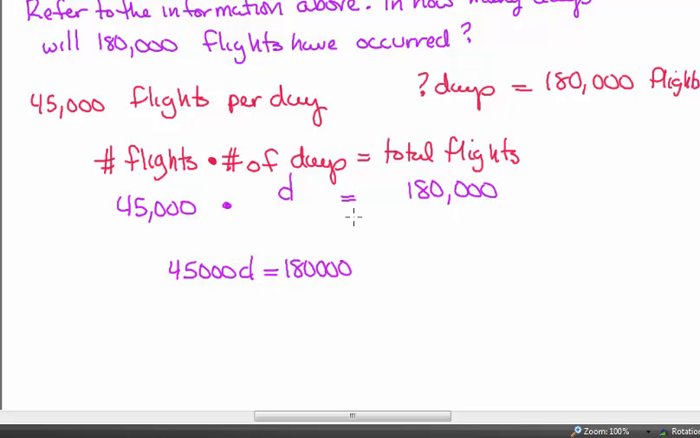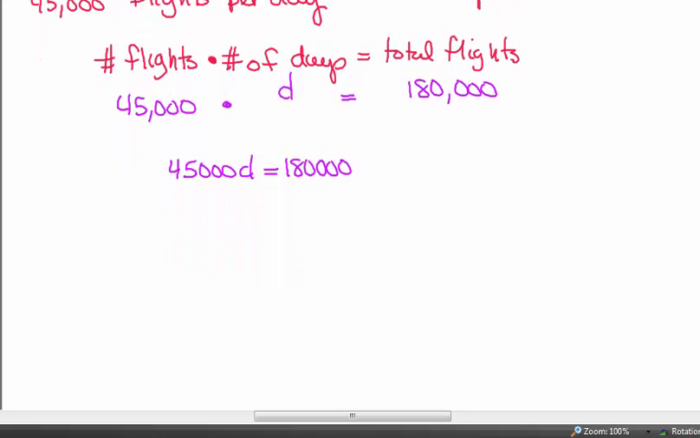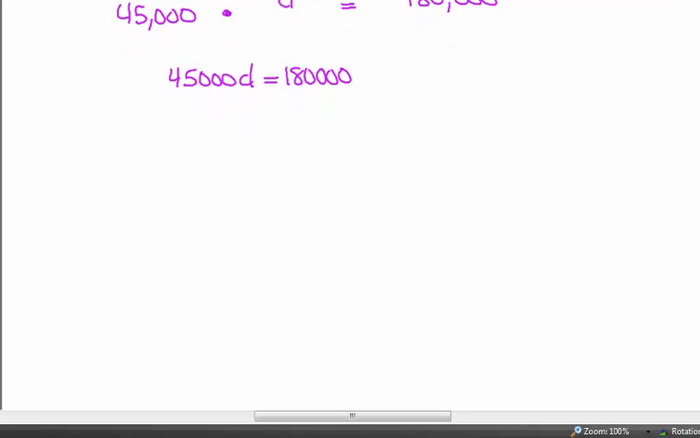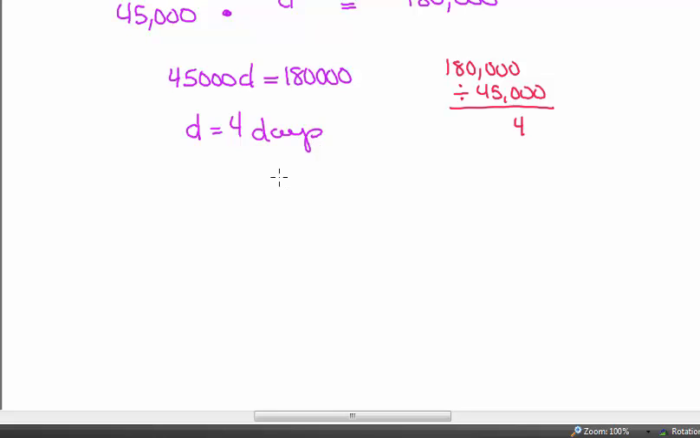So in order to solve this, sorry, I am losing my voice. In order to solve this, I have multiplication. 45,000 times some number equals 180,000. So to find this missing number, I need to take 180,000 and I need to divide that by 45,000. So 180,000 divided by 45,000 is 4. So my answer is 4 days. So in 4 days, there will be approximately 180,000 flights in the United States.